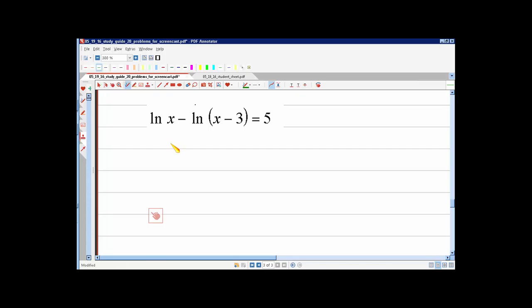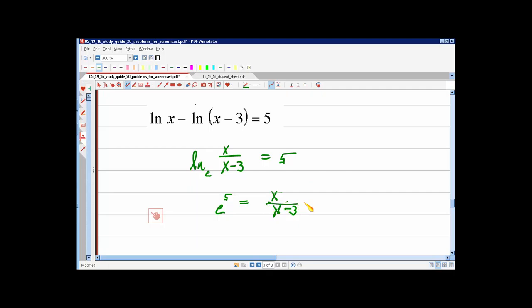Okay, so let's look. The only difference here with this one is that you need to condense first. So if I condense first, I'm going to get natural log of x over x minus 3 equals 5. Now I want to rewrite this in exponential form. How do I do that? Well, natural log is a log with a base of e. So that means my equation is going to become e to the 5th equals x over x minus 3.